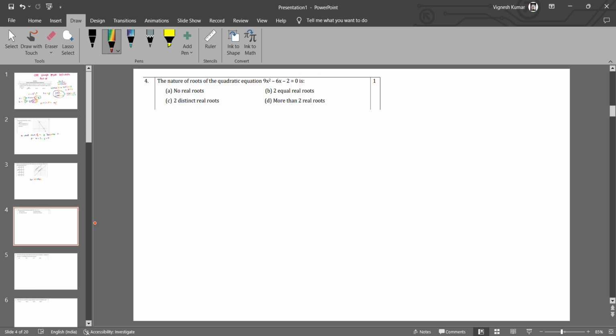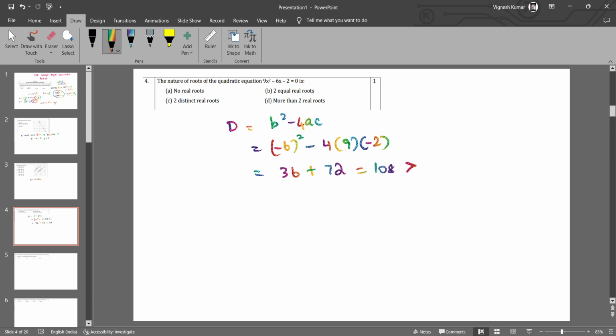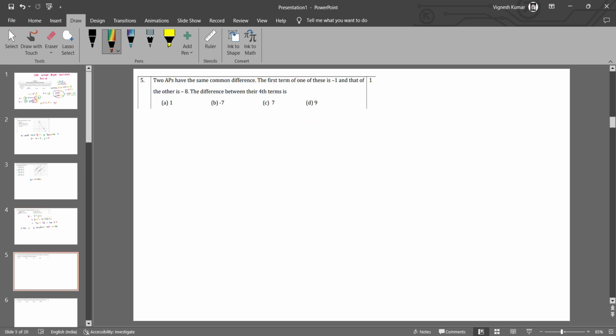So next question, the nature of the roots of the quadratic equation 9x² - 6x - 2 = 0 is. So to find the nature of the roots, what do we do? We first find the discriminant, which is equal to b² - 4ac. Here b is -6 whole square minus 4 into the a value we have 9, into the c value we have -2. So we have 36 plus 8 into 9, 72, which is 108, greater than 0. So when discriminant is greater than 0, what do we know? It has two distinct real roots. Do we have that option here? Yes, we do. Option C is the right answer.